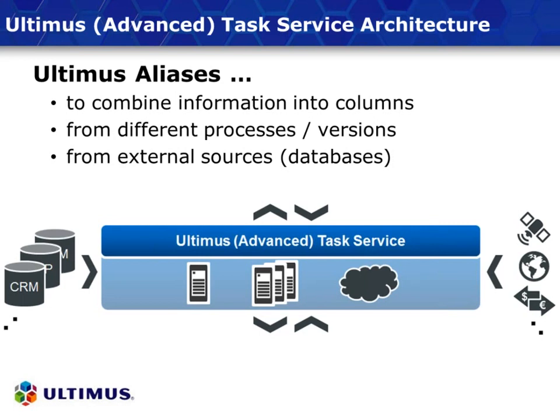To display the data or to combine the data, we introduced the Ultimus aliases. In this case, aliases for column information. So in each column of your task list, you can see information from different sources, either from different processes or different process versions, but also from external sources like customer relationship management, or on the right side, some stock information, what you need to show within your task list.